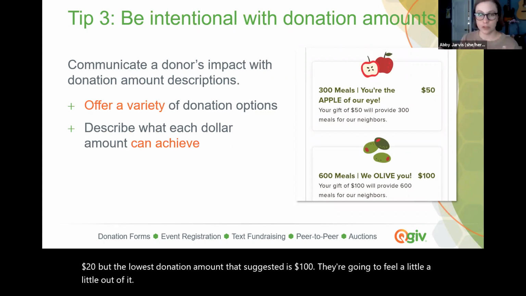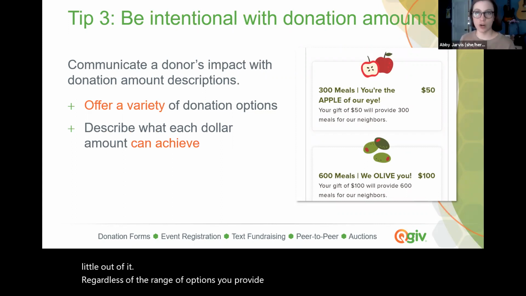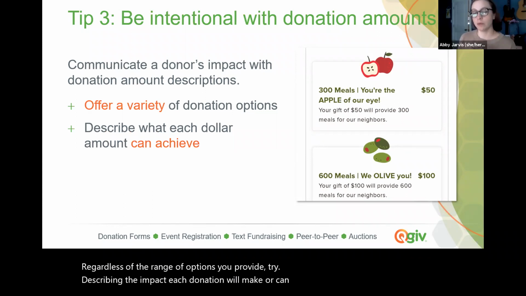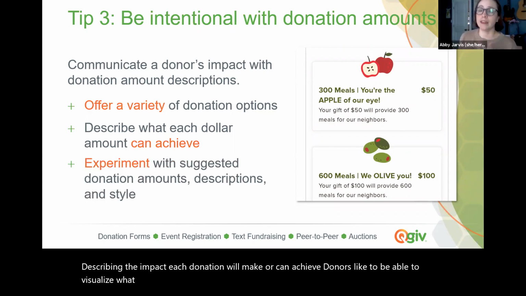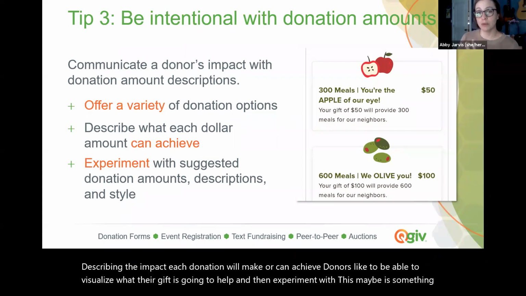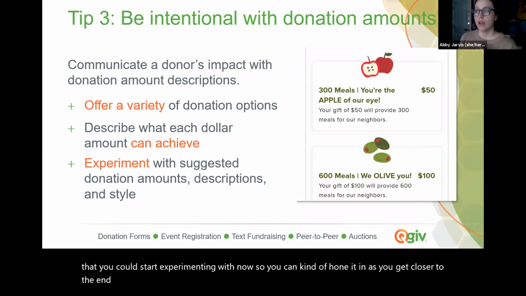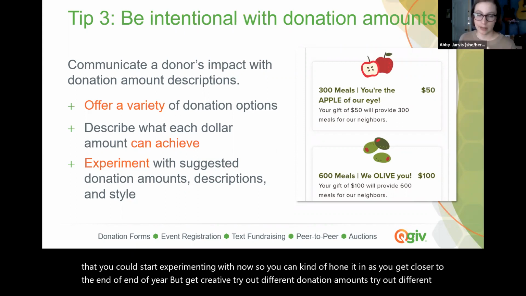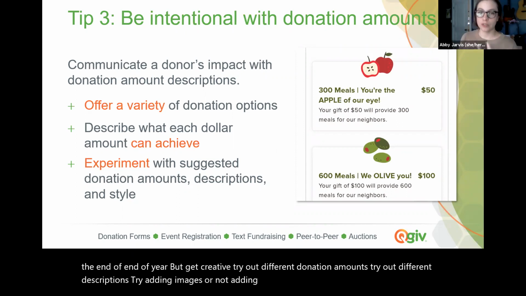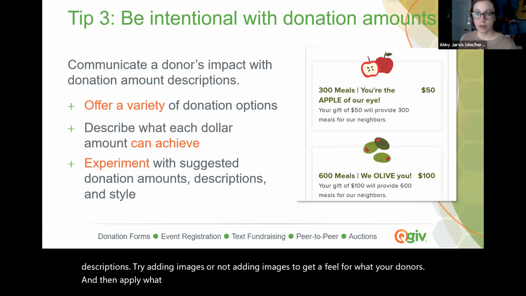Regardless of the range of options you provide, try describing the impact each donation will make or can achieve. Donors like to be able to visualize what their gift is going to help. And then experiment with this. This maybe is something that you could start experimenting with now, so you can hone it in as you get closer to the end of year. But get creative. Try out different donation amounts. Try out different descriptions. Try adding images or not adding images. So get a feel for what your donors like, and then apply what you learn to your campaign when it's ready to launch in the next few weeks.